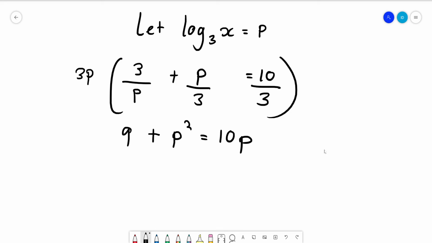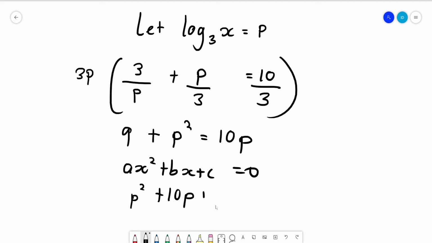Right now, the highest power of this expression is the power of 2, which means this is a quadratic equation, and we have to make sure it is in the general form, which is ax squared plus bx plus c is equal to 0. So by arranging it based on its general form, it should be p squared plus 10p plus 9 is equal to 0.